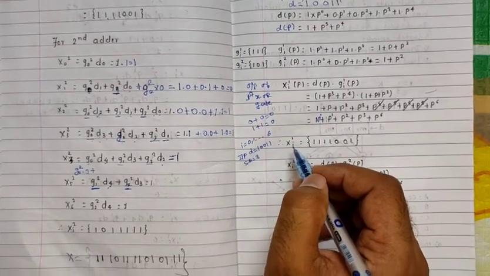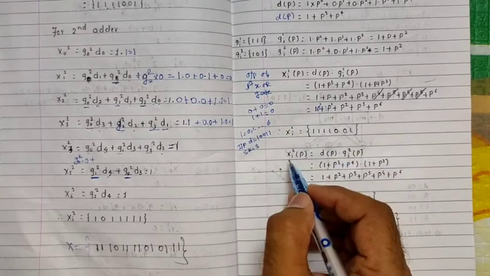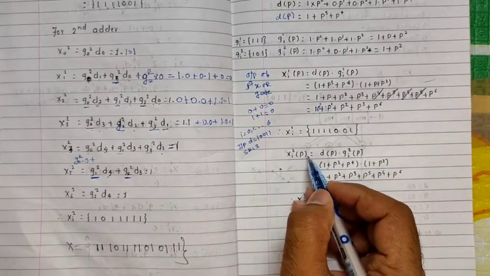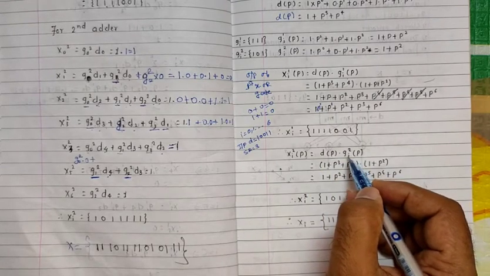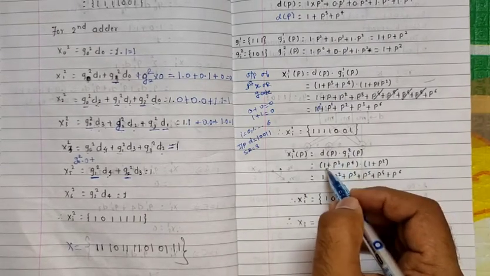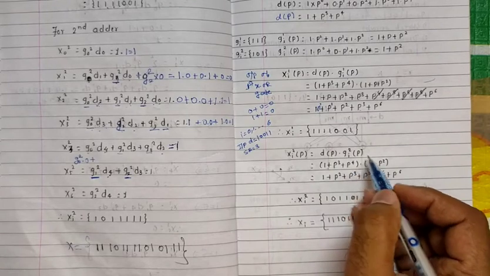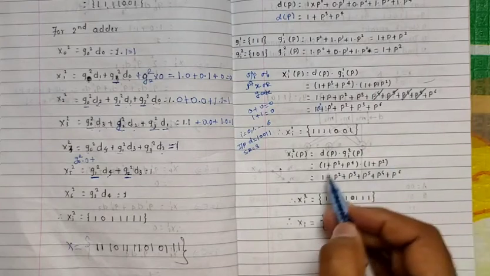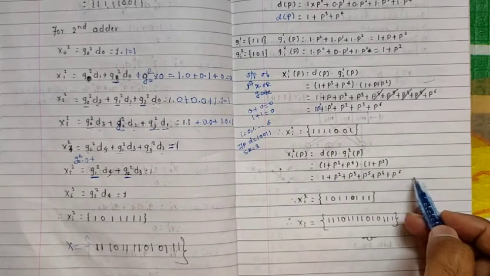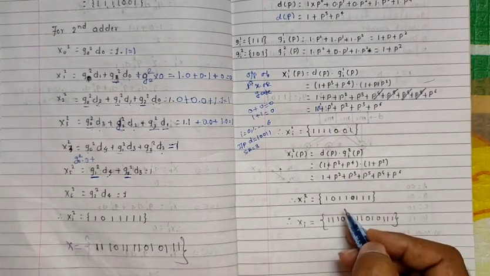Now we can do the same thing for the second XOR gate. We can write it for Xi2 of P. How can we get it? Simply multiply D of P with the impulse response of the second XOR gate, that is Gi2 of P. D of P we already know: 1 plus P cube plus P4. Gi2 of P we have written here: 1 plus P square. We can do the multiplication and cancel any terms. Accordingly we can write the corresponding binary form.